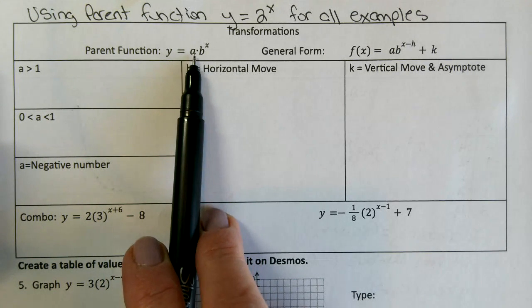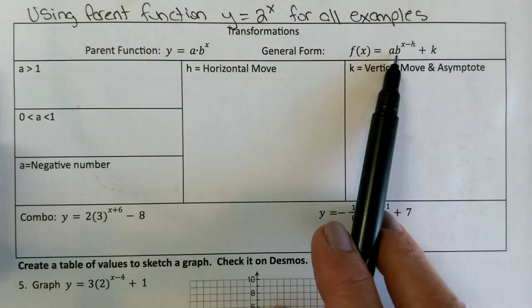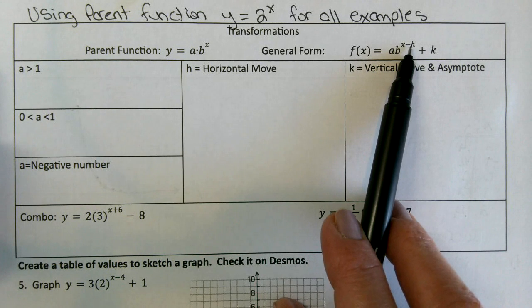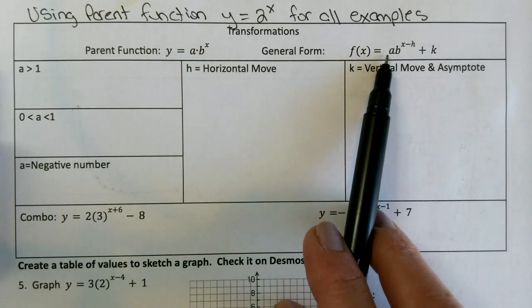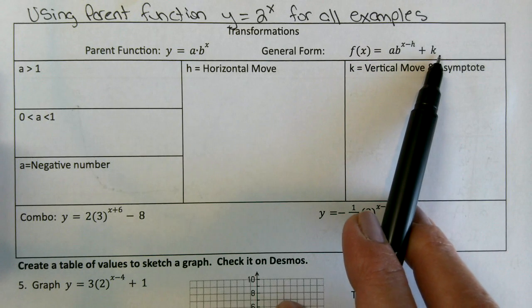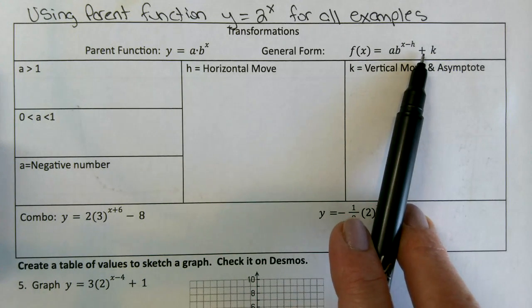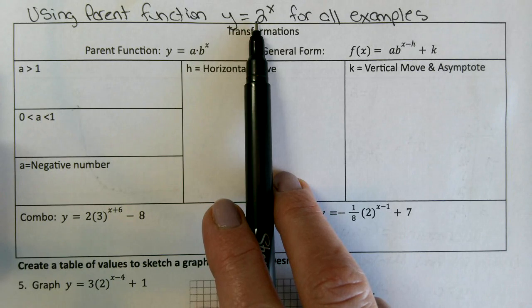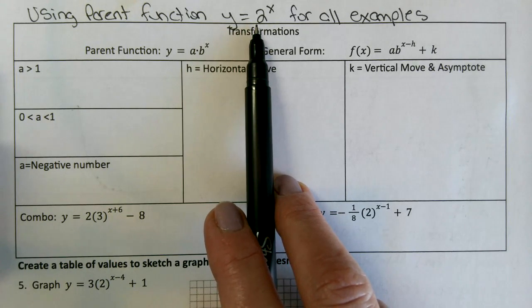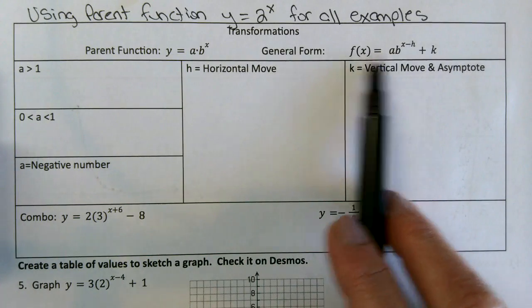So my parent function is y equals a times b to the x. And then in general form, it's a times b to the x minus h plus k. So we have to remember, what in the world do a, h, and k do to a graph? Let's see if we can remember from first semester. I am going to use y equals 2 to the x for all my examples. So every single one of my b's is going to be a 2 for illustration purposes only.